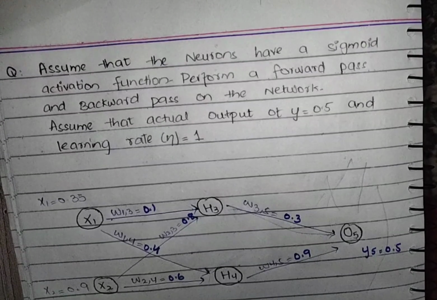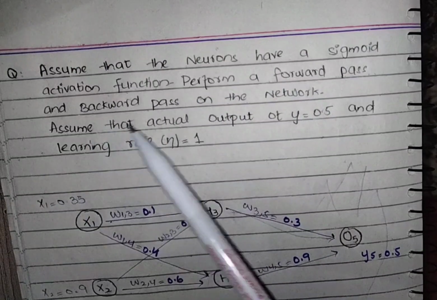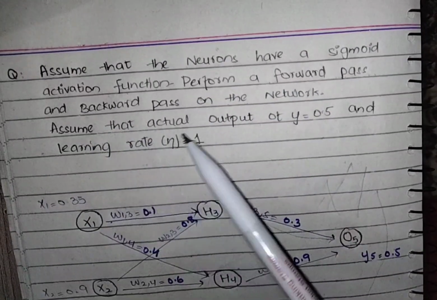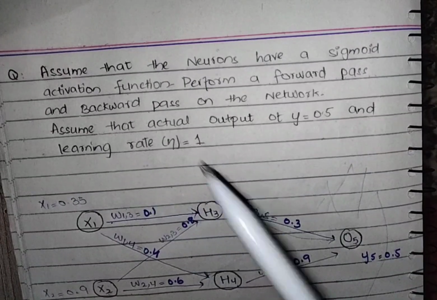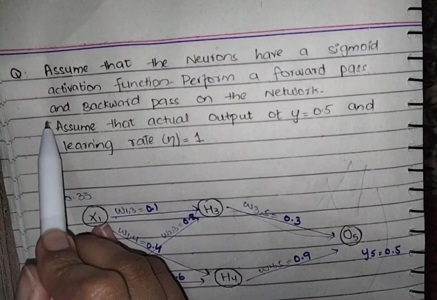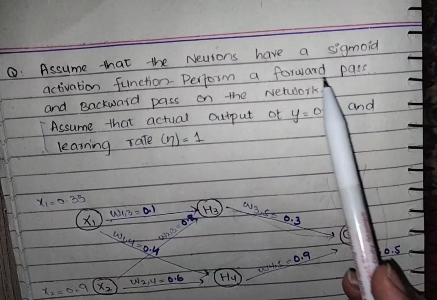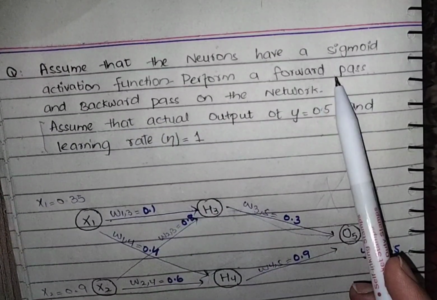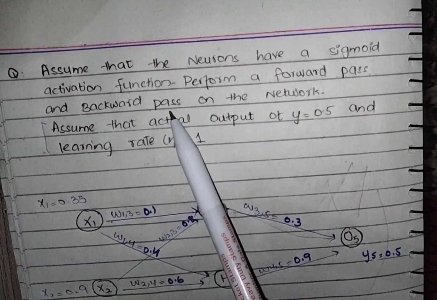I have a question on a multi-layer perceptron here. Assume that the neurons have a sigmoid activation function. Perform a forward pass and backward pass on the network. Assume that the actual output of y is equal to 0.5 and the learning rate n is equal to 1. This portion is given for finding the backward pass, right? The forward pass is a very simple question, but the backward pass is a little bit confusing.